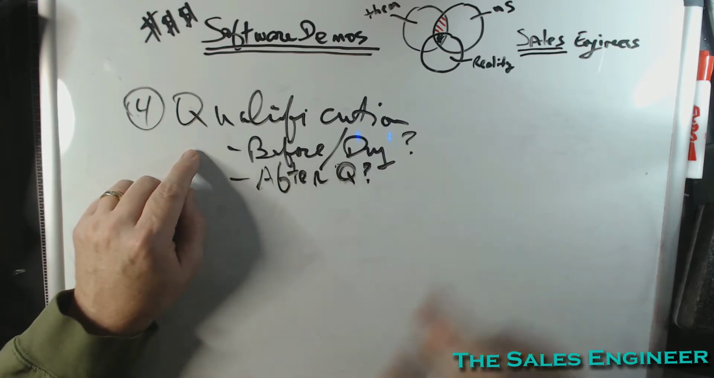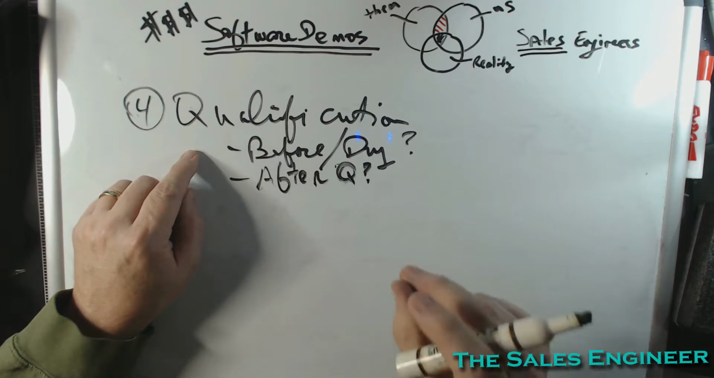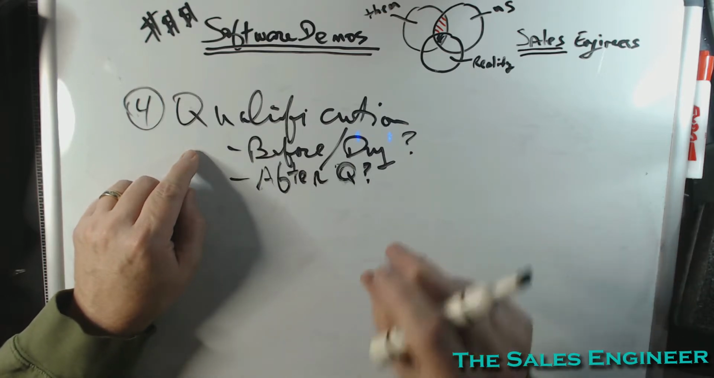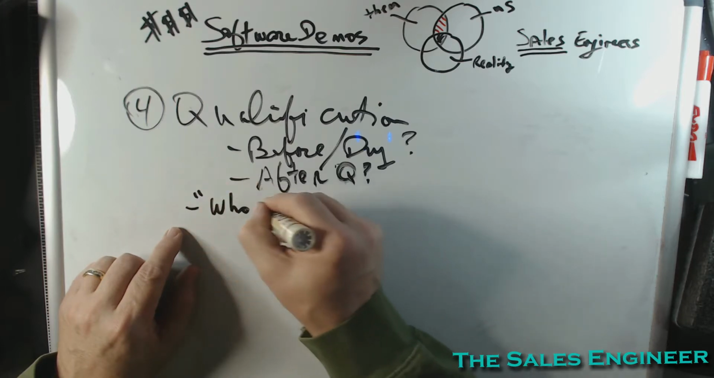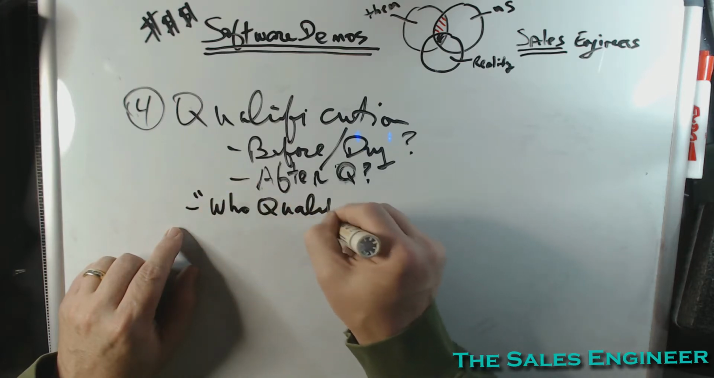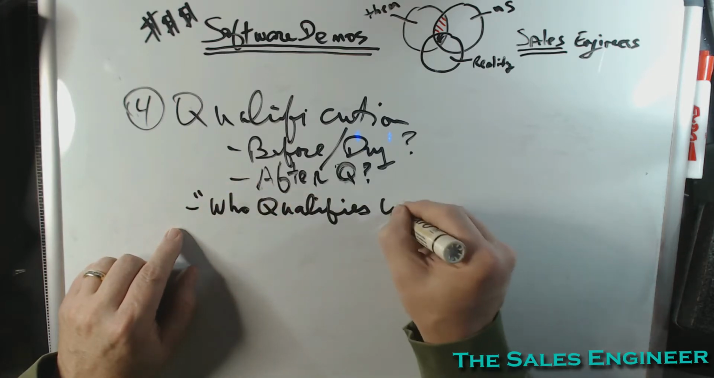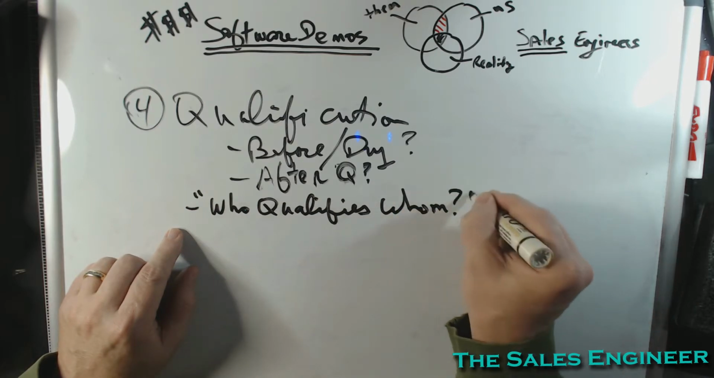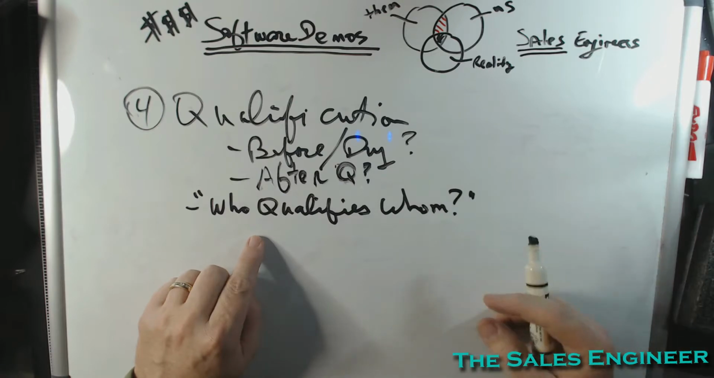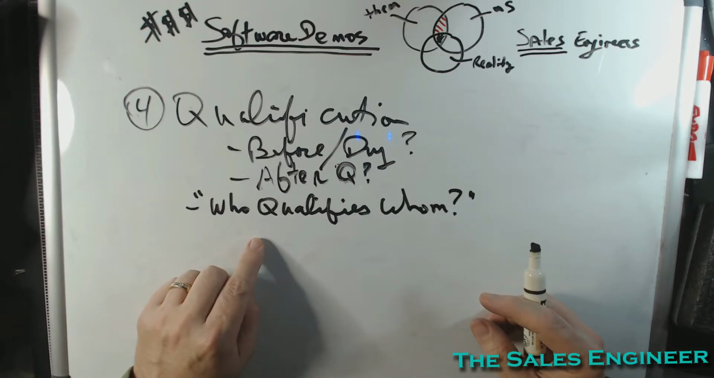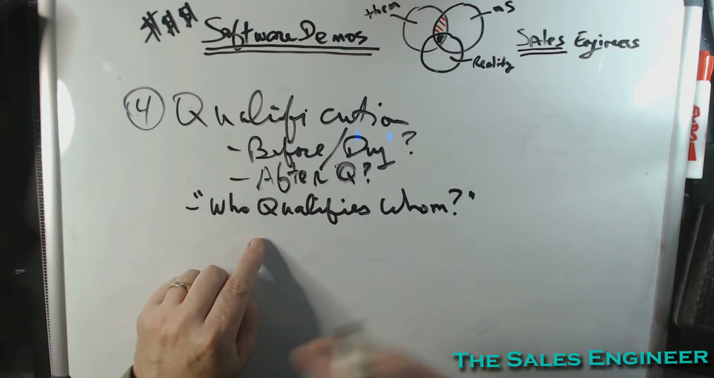to put a finer point on this, is a very, very fundamental thing that I've talked about before. And that is asking the question, who qualifies whom? You may think you're the only one qualifying the prospect, but you're dead wrong. You're not. Remember, you're in the supermarket.